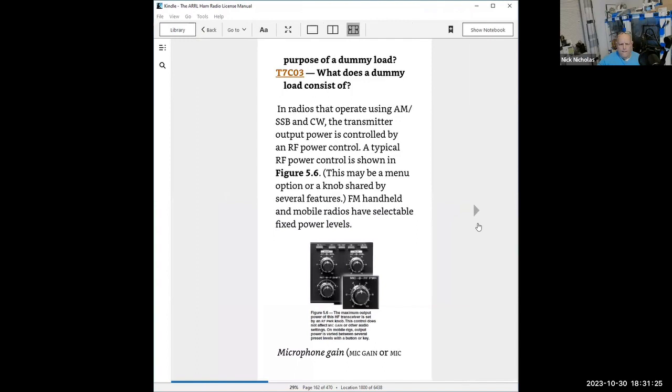All right, I'm going to talk about some of the features that will be on your radio. That's what's in this chapter, and we're going to go through them rather quickly. Begin with microphone gain. Microphone gain does what it says. It controls an amplifier for the audio going into the radio from your microphone.